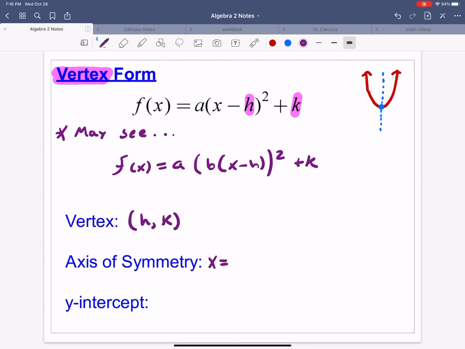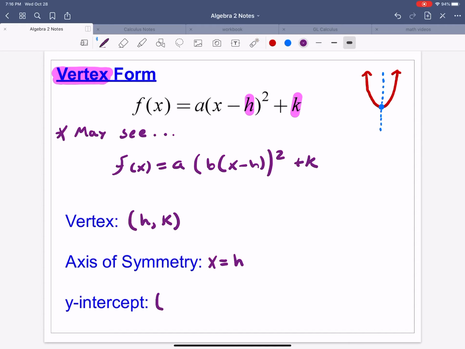Well, you also have to remember how to write the equation of a vertical line. The way you write an equation of a vertical line is x equals, and it passes specifically through the x value of the vertex. So the axis of symmetry is going to be x equals h. It will match the x value in the vertex. Those will always match.